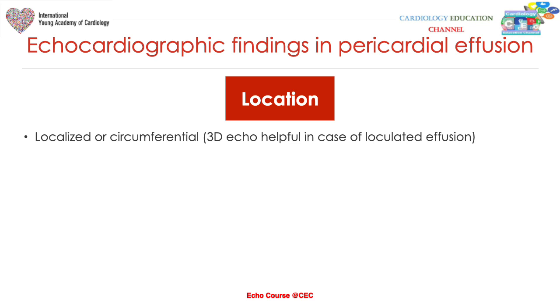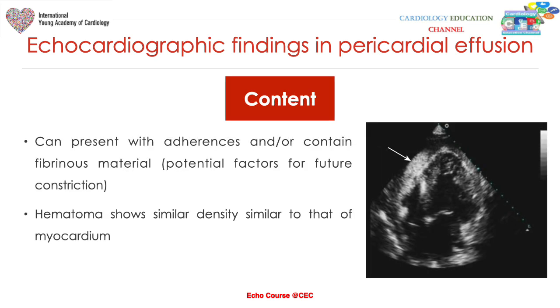The second thing is to define its location. Is it localized or circumferential around the whole heart? And 3D echocardiography may be helpful in this situation, or may be helpful to look in loculated effusion to define the borders of loculation around this area. The third thing is to try to define the content of the effusion itself. So it can present with adherences, or may contain fibrinous material, or may contain clear fluid, or may contain blood, which appears as hematoma, which shows density similar to that of the myocardium, like the images here noted by the arrow.